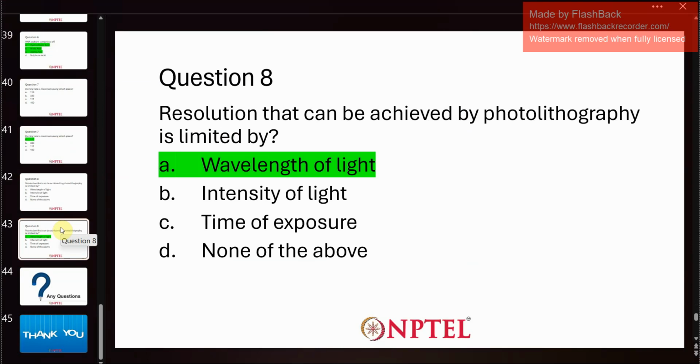Sir, in this question, okay. Okay, it is wavelength of the light, sir.